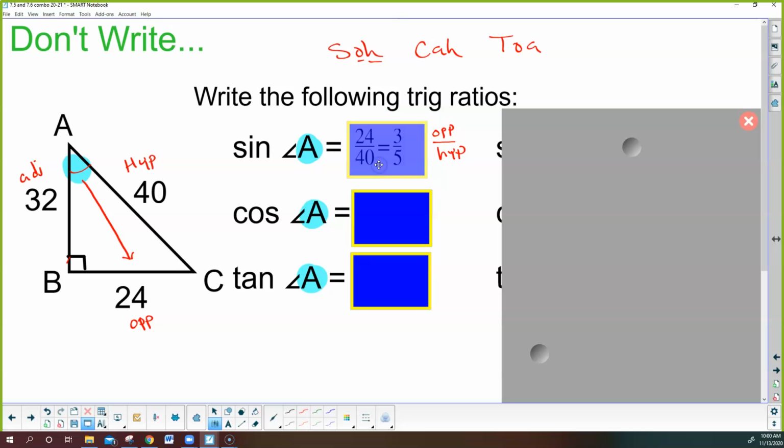All right, so what is sine? Well, sine is the ratio of the opposite side over the hypotenuse. So see how it's 24 over 40? And then we always reduce that down. You just reduce it down to 3/5.